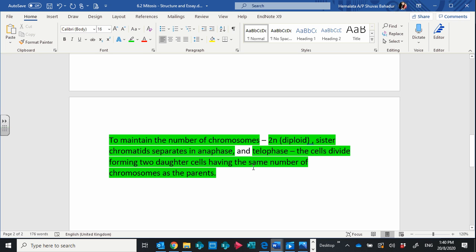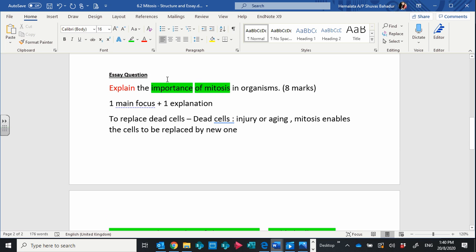So it's up to you how to explain this one. But the main thing is that for the importance, try to relate it with the reason why mitosis needs to occur. With this, you can fulfill the essay marks of 8. Alright, so these are the key important things that you need for your upcoming exams, which involve essay, structured, and objective questions.